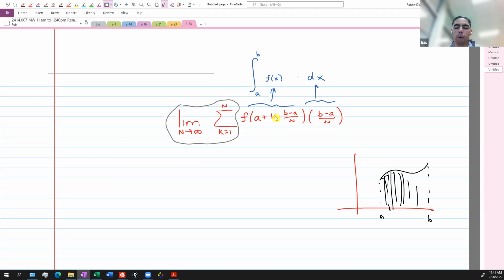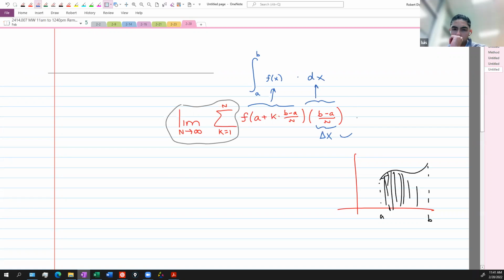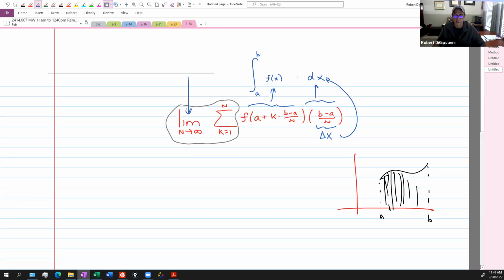Isn't b minus a over n already a delta, like the change in x? Yes, this right here is our change in x. The reason we write dx is because of the limit. When we let n go to infinity, that delta x goes to 0. The width of the rectangle approaches 0. It becomes infinitesimally small. Think about it: you have more and more rectangles, and you get something infinitesimally small. Once we pass it through the limit, we call it dx now. We don't call it delta x anymore.